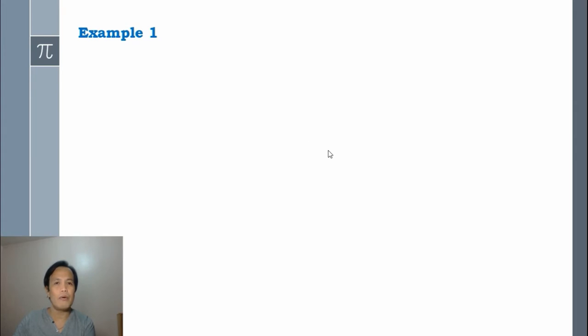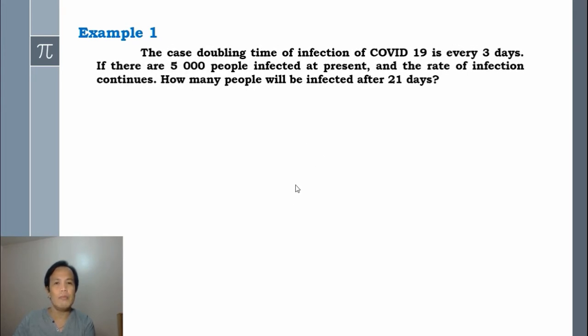Let us have example number one. The case doubling time of infection of COVID-19 is every 3 days. If there are 5,000 people infected at present, and the rate of infection continues, how many people will be infected after 21 days? As you can see, the problem is about COVID-19. It talks about case doubling time, which is the amount of time in which the infection doubles. In this case, the case doubling time is every 3 days.